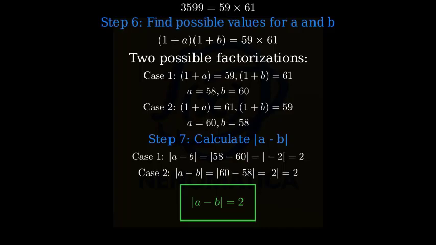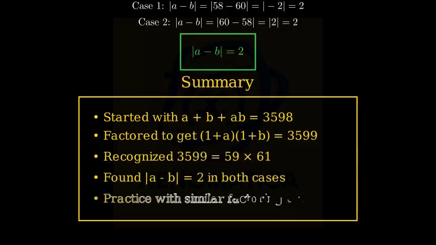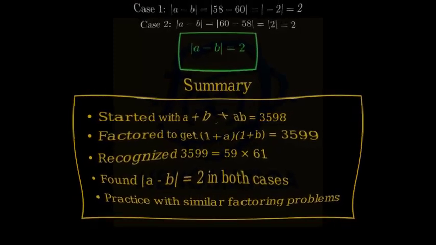Let's summarize what we've learned in this problem. We started with the equation a plus b equals 3,598. Through a series of algebraic manipulations, we factored the left side to get the quantity 1 plus a times the quantity 1 plus b equals 3,599. The key insight was recognizing that 3,599 can be written as 60 squared minus 1, which factors as 59 times 61. This led us to two possible cases for a and b, but both resulted in the absolute value of a minus b equaling 2. Try to apply these factoring techniques to other similar problems to build your algebraic intuition.